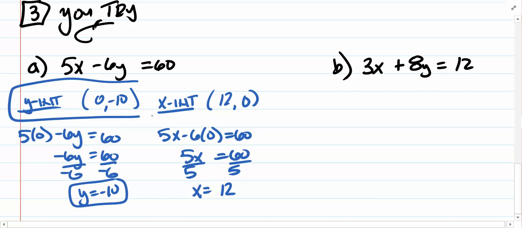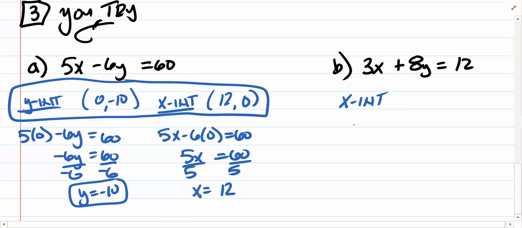The points. Okay, part B, we do the exact same way. So what did you guys get for the x-intercept here? Just quickly, tell me what your answer was. 4, 0. Does everyone agree that should be the right answer? 4, 0. And what did you get for the y-intercept for that one?